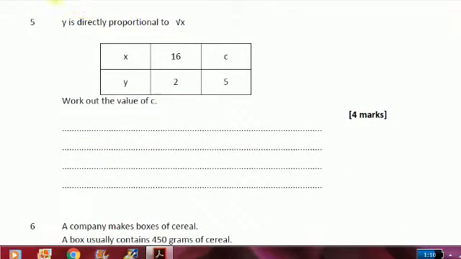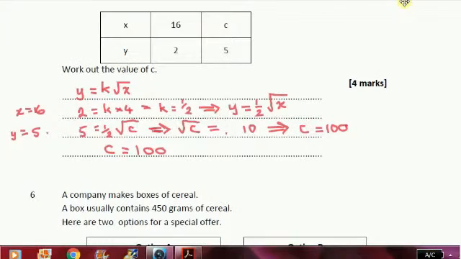And question 5. Y is directly proportional to the square root of x. So if I look at this, y equals a constant times the square root of x. When x is equal to 16, we know that y equals 2. So 2 equals k times the square root of x. Square root of 16 is 4, which in other words means that k equals a half. And y is therefore a half times the square root of x.